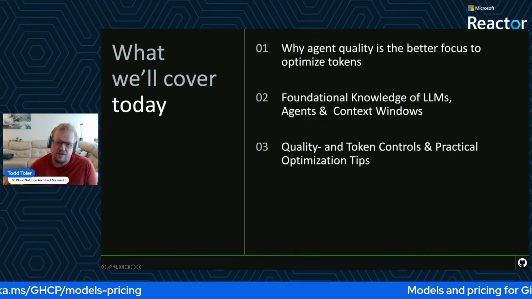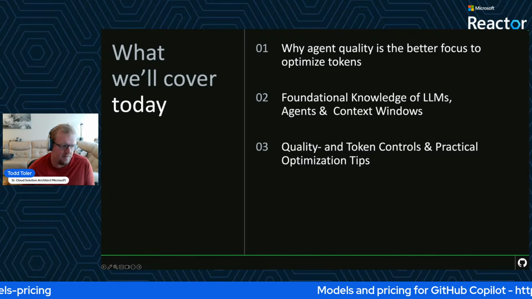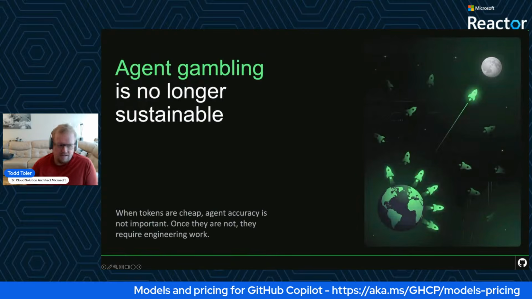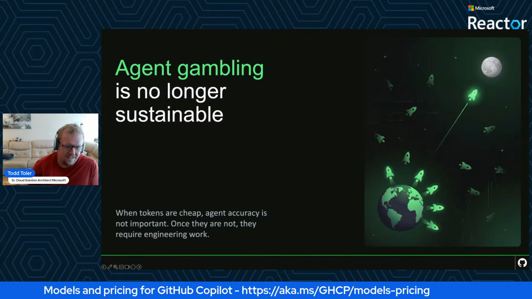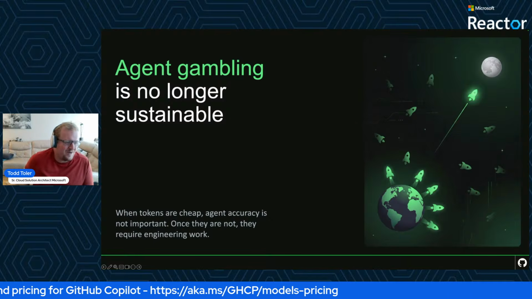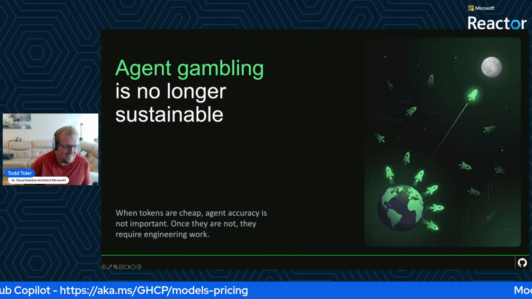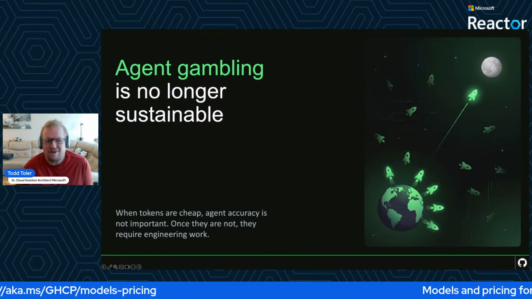So the goal here is for you to be better with less. It's kind of the mantra of the post-COVID era, right? Do more with less. I always say that backwards. It's the right way. I said it the right way this time. So anyways, let's start with why agent quality is the better focus.